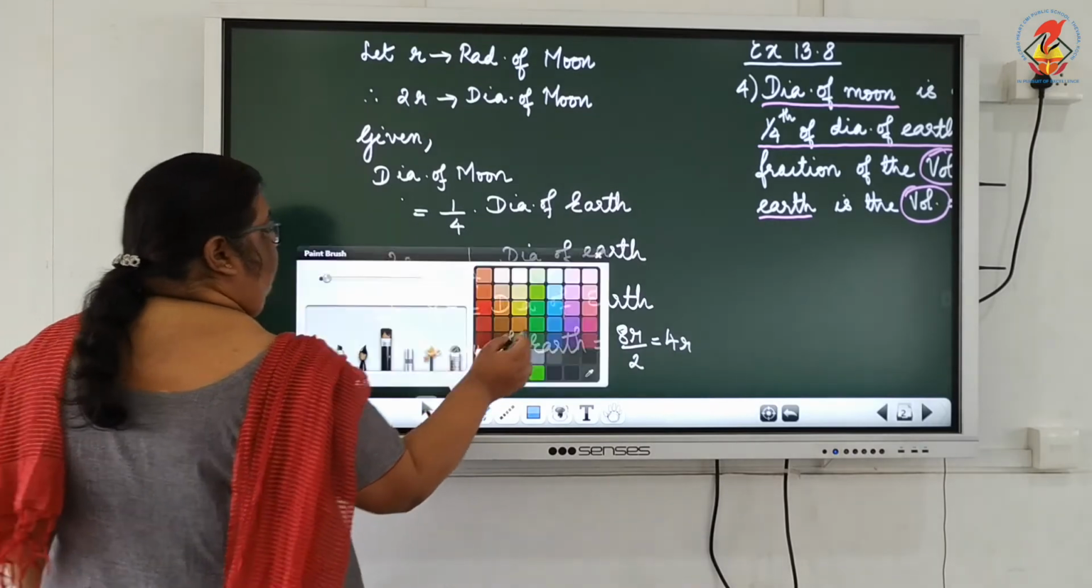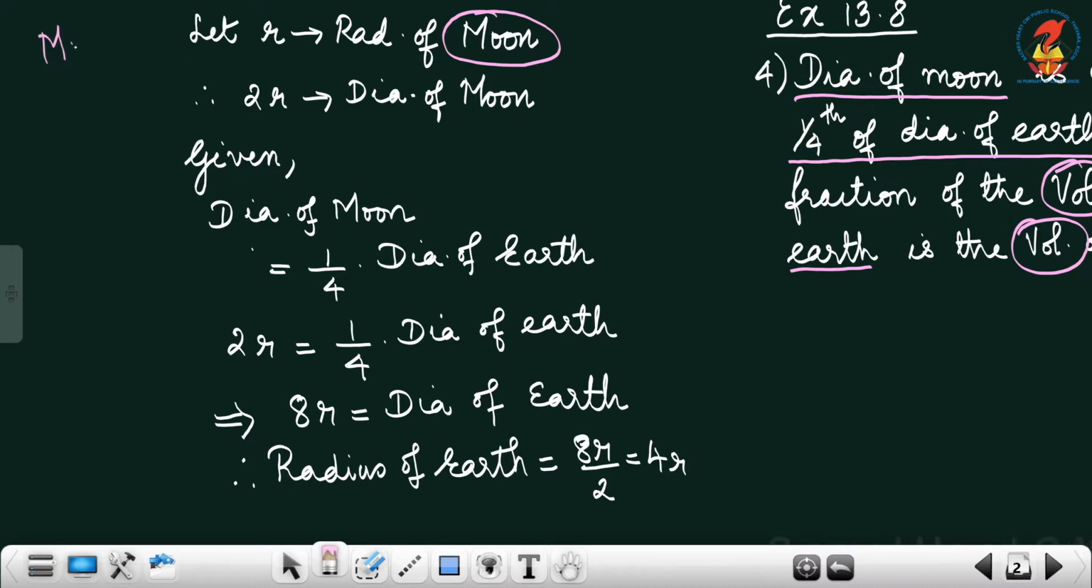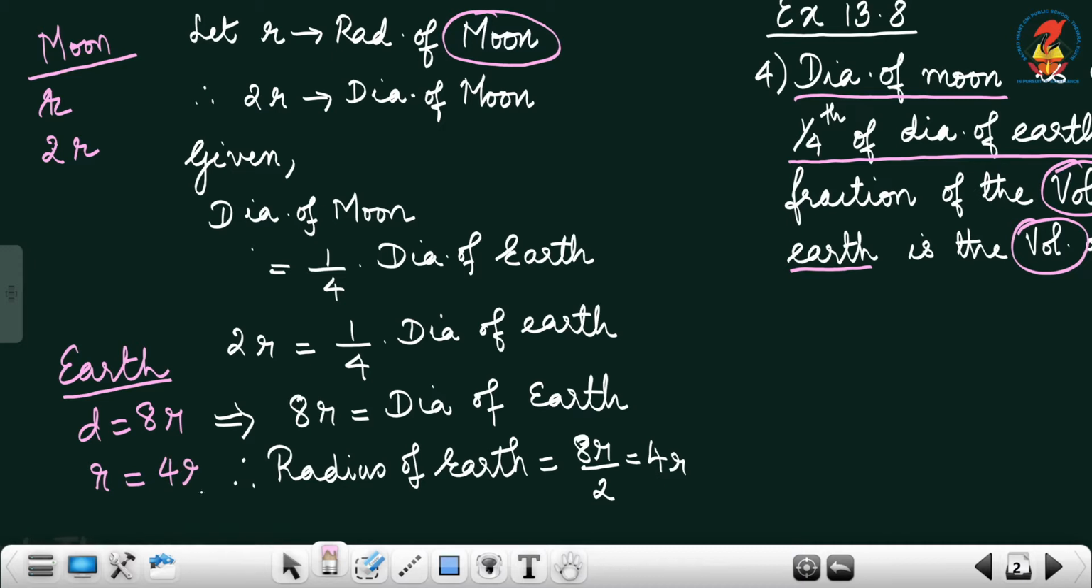So here, if I write moon, radius is r and diameter is 2r. If I take earth, diameter is equal to 8r and radius will be equal to 4r. Okay. Now we are going to find the ratio of the volumes.